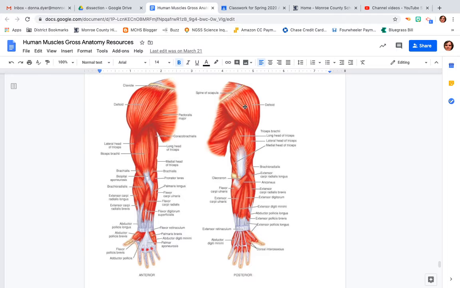Again, from the back, we can see the deltoid. We can see the triceps much better back here. We can see a little bit of the brachioradialis there. You're really not seeing the brachialis muscle from the back. You can see that flexor carpi radialis, flexor carpi ulnaris. Again, it's more medial, so this is the medial side. This is the lateral side.